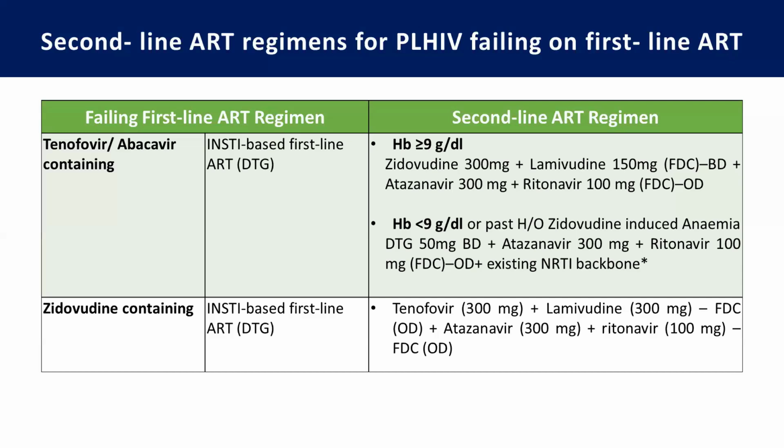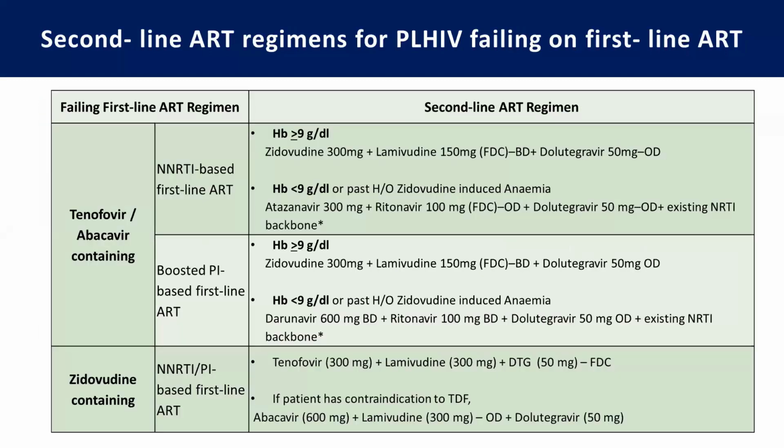Then if the patient is say on zidovudine containing INSTI-based first line ART, that is ZLD regimen. So for example, the patient was started on ZLD in the private sector and now his first line was ZLD. So what will be the second line ART regimen? So now we have to have a different NRTI, that is TL. So TL plus ATVR. So here you have to ensure that the baseline creatinine is normal. So we can safely give tenofovir. So if there is an issue of creatinine that we cannot give tenofovir, then here we have to give abacavir. So abacavir with lamivudine and ATV/r.